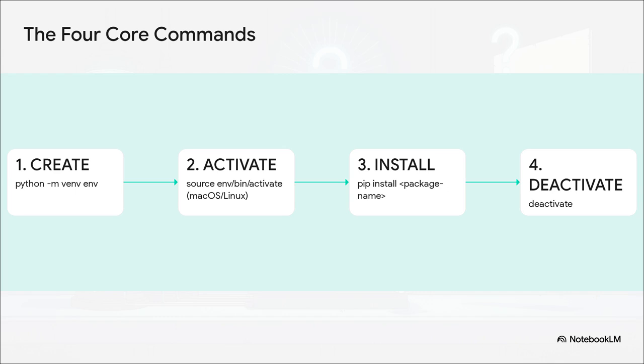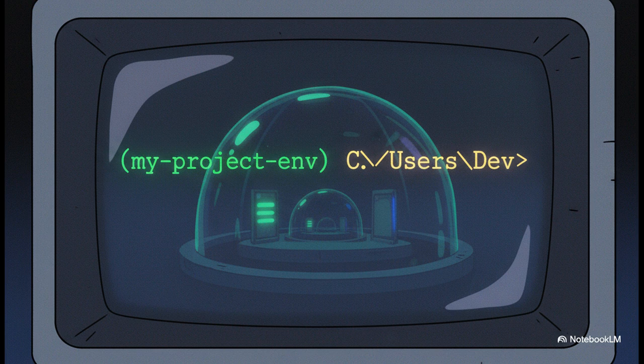That's the whole cycle. So, how do you know you're actually inside that clean workshop? Well, your terminal gives you a really obvious clue. The name of your environment, usually in parentheses, will pop up right at the start of your command prompt. As soon as you see that, you know that any pip install commands are happening safely inside that little bubble and not messing with your main computer.